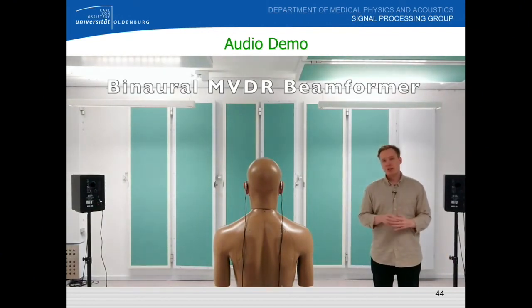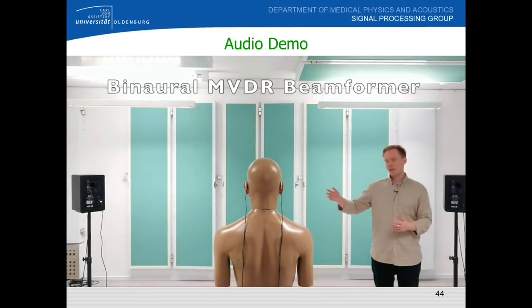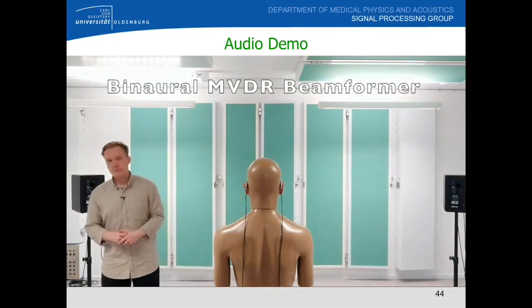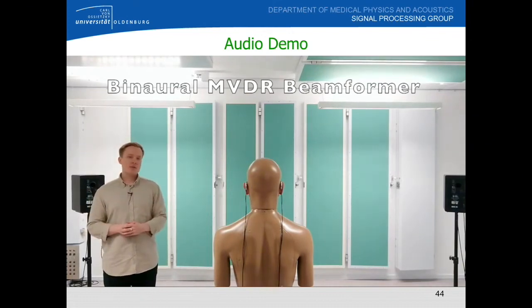For you to get an impression of how fast this algorithm is able to adapt to new speaker positions, I will now remain quiet and go back to the left side. And as you can hear, the algorithm is able to adapt to new speaker positions very quickly.